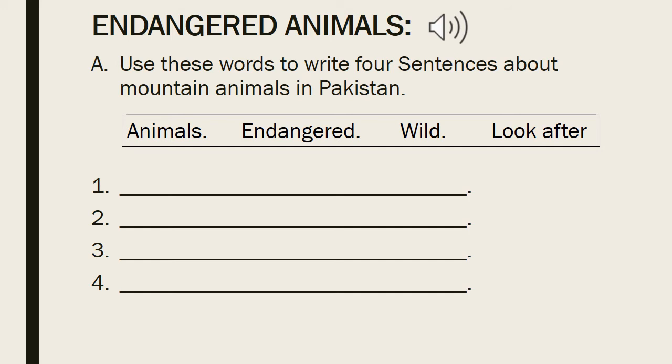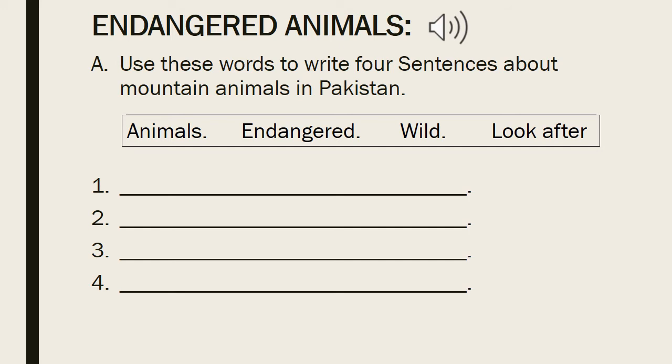Okay, here are some endangered animals that live in the mountains in Pakistan. Okay, as I told you, what are endangered animals? So we have some animals that are living in the mountains of Pakistan, but they are endangered animals.